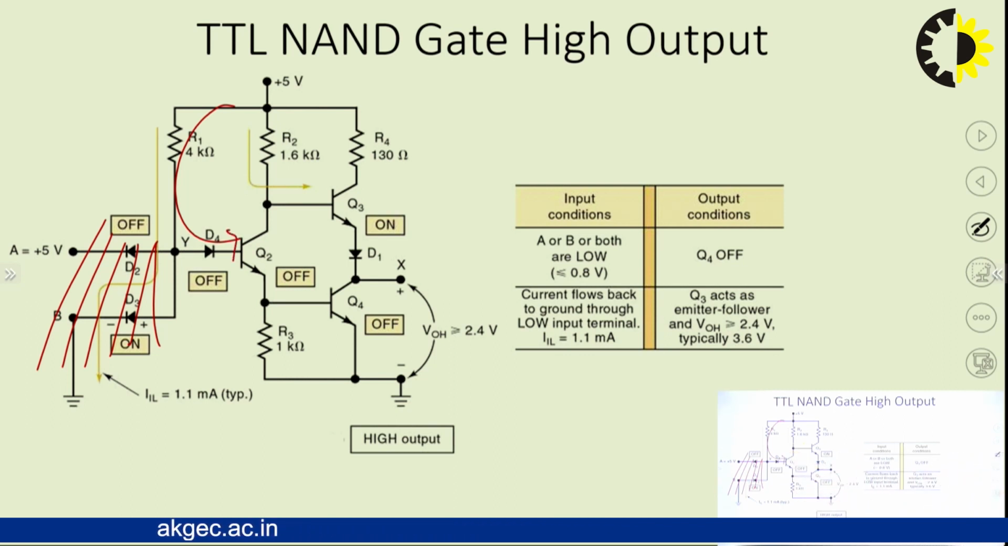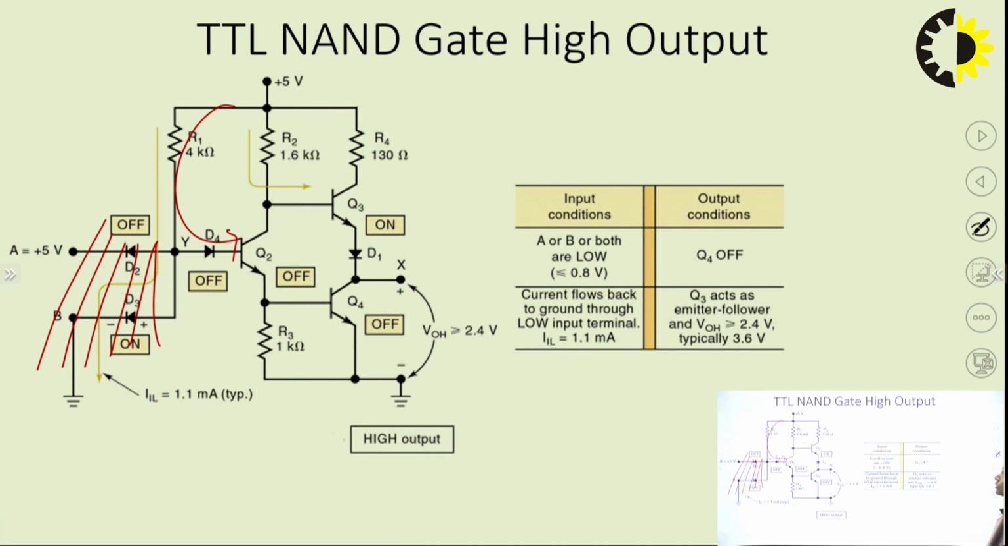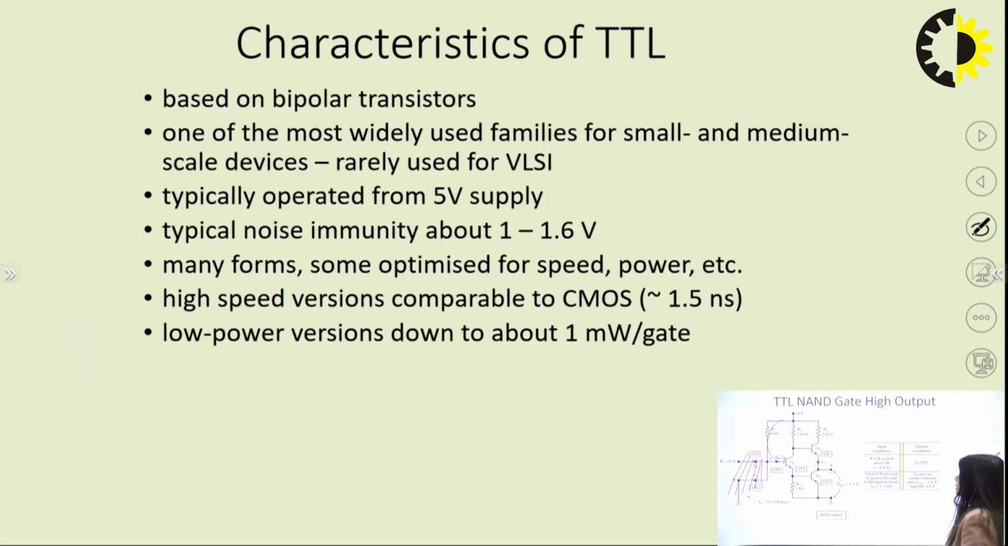If both are low, then what is going to happen? This should be off and this should be on if both are low. So here it has been written that if A or B is low, Q4 will become off, because Q3 is on in this case, and this Q3 is on just because of Q2 to be on. So Q3 is on due to Q2 is on, and all the reverse bias current will flow through the circuit.